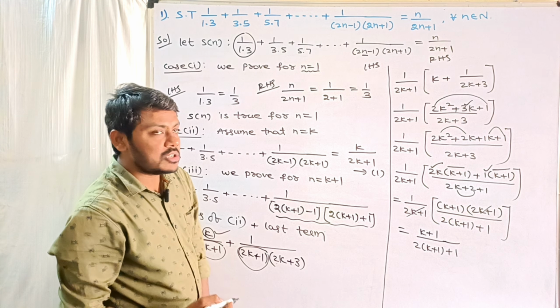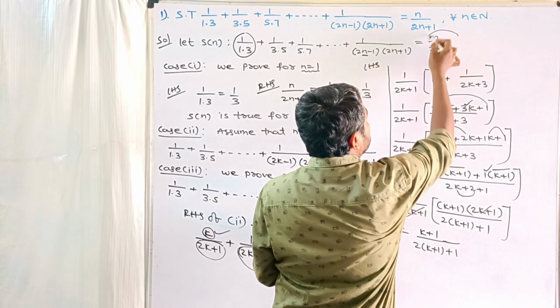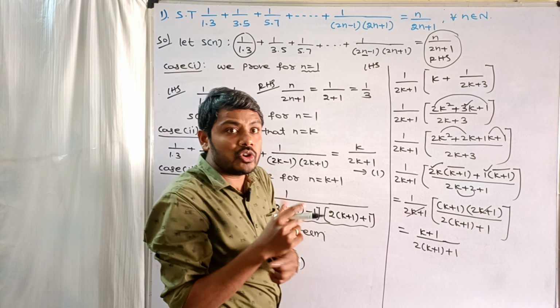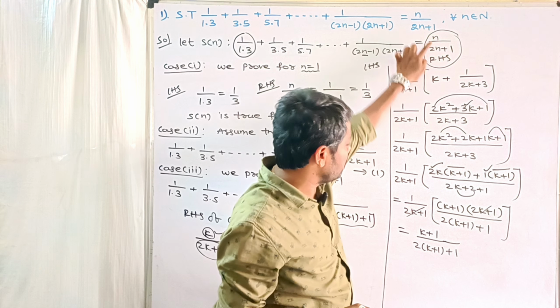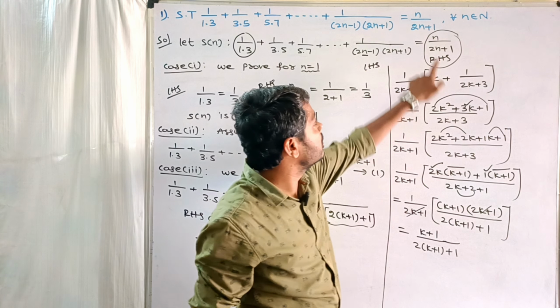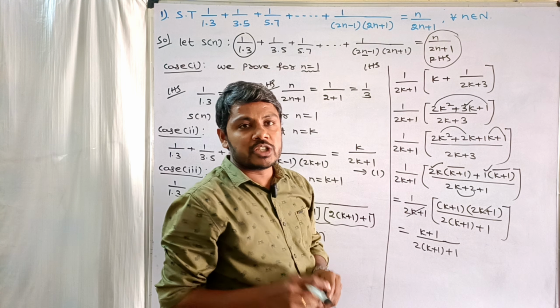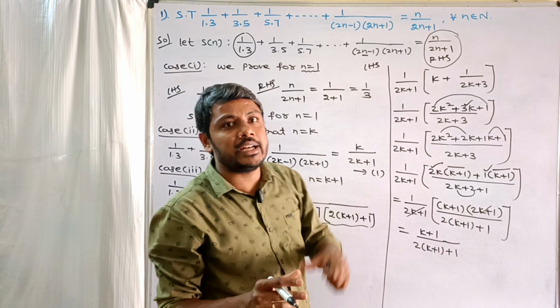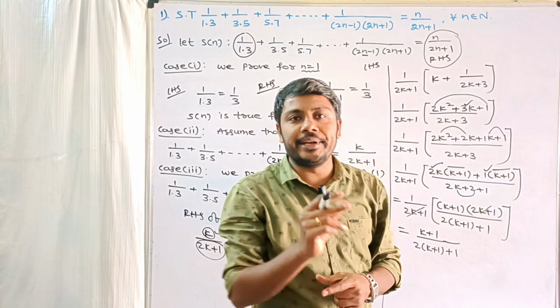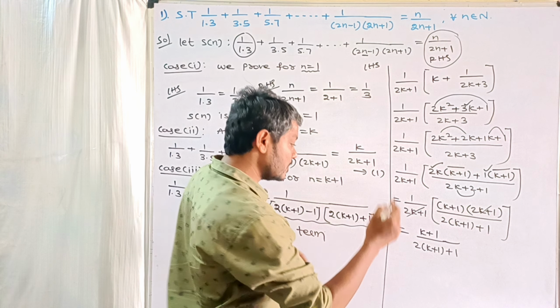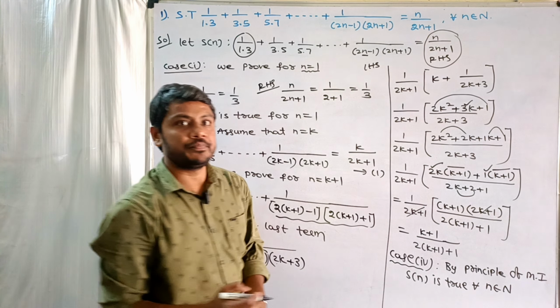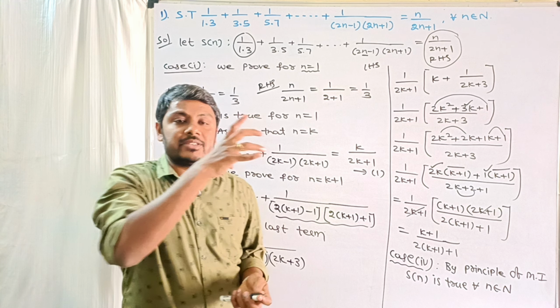So here, once you observe the RHS, what you got in place of n? In place of n, k plus 1. (k plus 1) by 2 times of (k plus 1) plus 1. So we can say that this given statement is true for all positive integers. That is case 4. Okay, so this is the actual method.